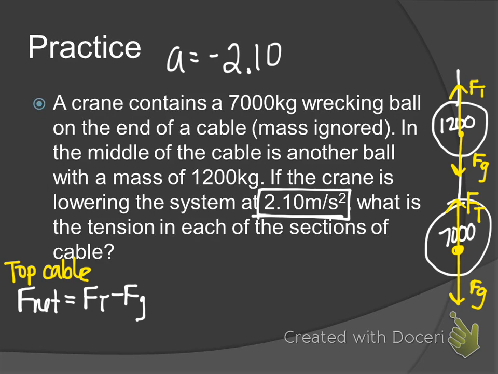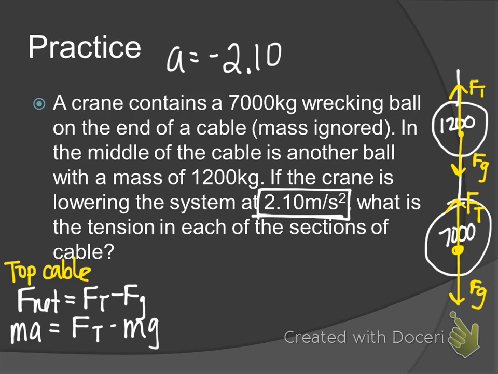Okay, so let's start making some substitutions here. We know F net is equal to mass times acceleration. We're solving for our tension force, and we know that F sub G is equal to mass times gravity. So if we're looking at the top cable here, what mass are we looking at that's hanging below it? How much mass is hanging below this section of the cable? Yeah, all of them, both of those weights. We have to account for both of those weights that are hanging below it.